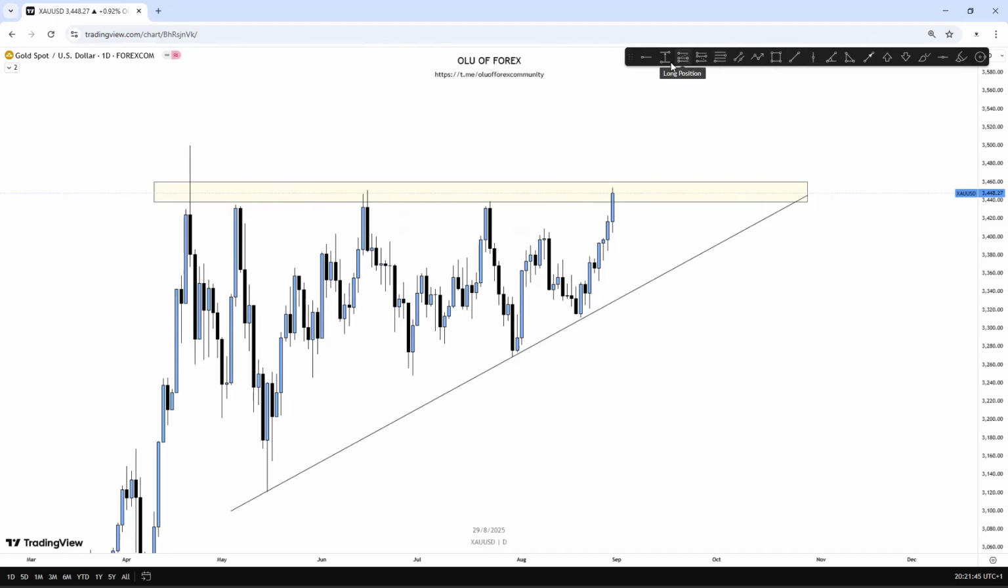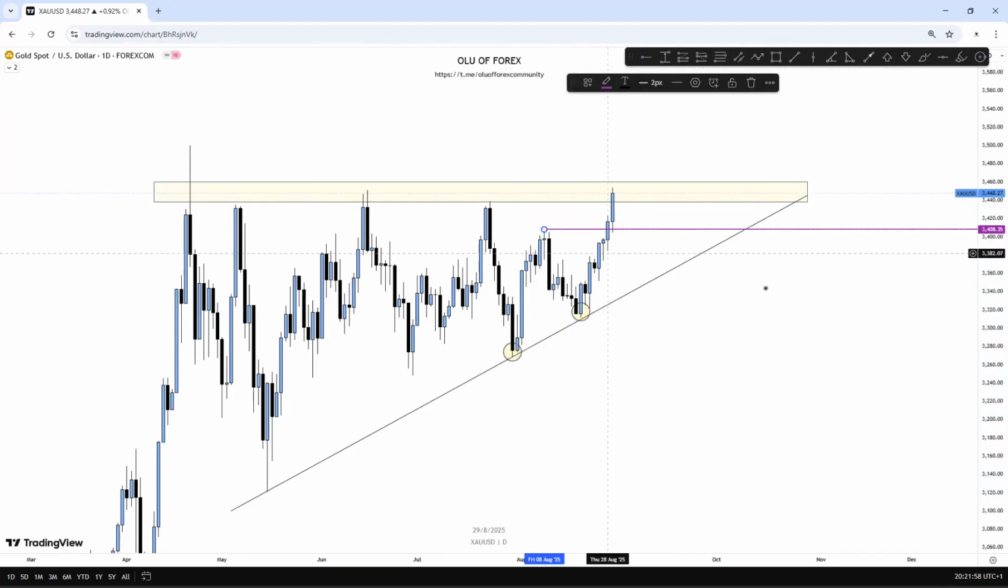Secondly, I want us to look at this double bottom that was formed here. A double bottom was formed on this trend line. This is the first bottom, this is the second, and then price broke nicely above this neckline. So probability leans bullish, because if gold reacts to this resistance, then tests this neckline, I expect it to buy.